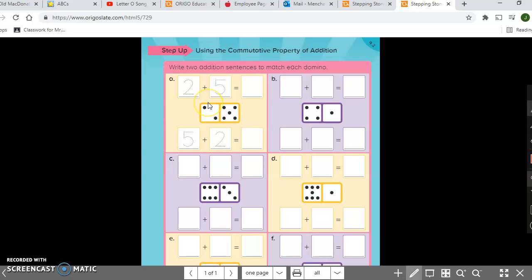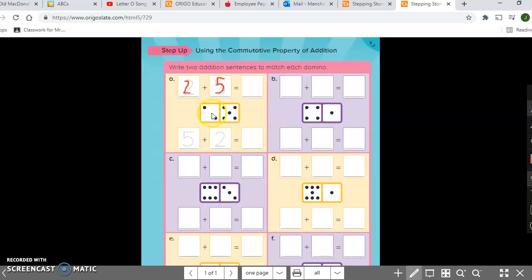These are called turnaround facts, boys and girls. So if you have the 2 here and the 5 here, and then you turn them around, and you have the 5 here and the 2 there, that's why it's called a turnaround fact. You can turn around these numbers, and it's still the same total. So I have 2 plus 5 equals, well, let's do that. Let's trace that. You can probably trace better on your book there. Plus 5 equals how many?